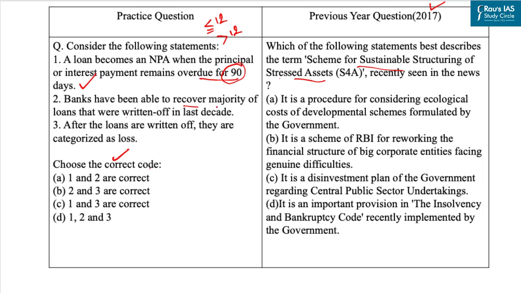Now let's come to the second statement. Banks have been able to recover majority of loans that were written off in last decade. Now this statement is incorrect because banks have been able to recover only 13% of loans that were written off in last decade. Now let's come to the third statement. After the loans are written off, they are categorized as loss. Now this statement is correct because after the loans are written off, they are categorized as loss. Further, it helps the bank reduce not only NPAs but also taxes since the written off amount is allowed to be deducted from the profit before tax. So with this, our correct answer is option C, that is 1 and 3 only. Answer of this PYQ is option B.